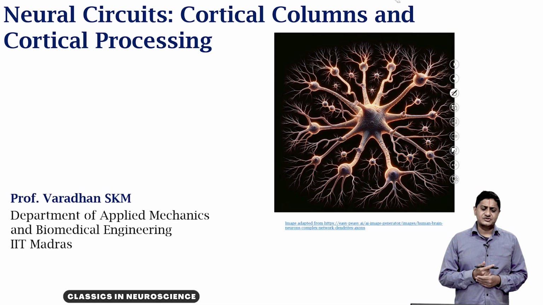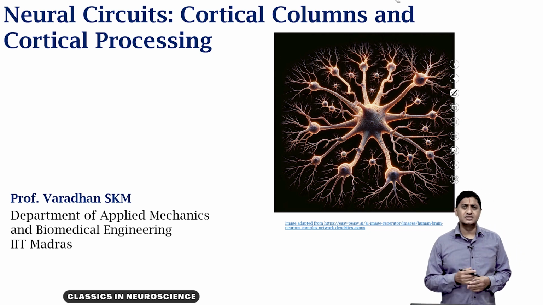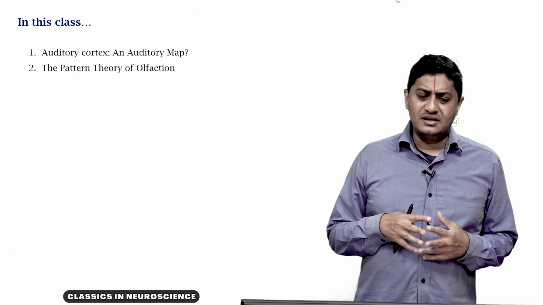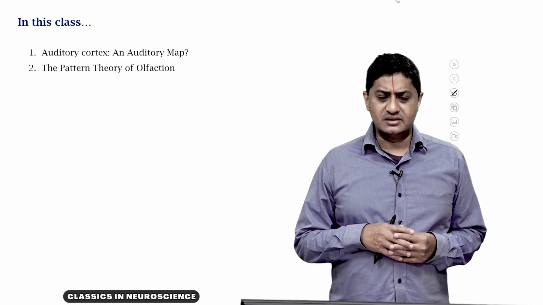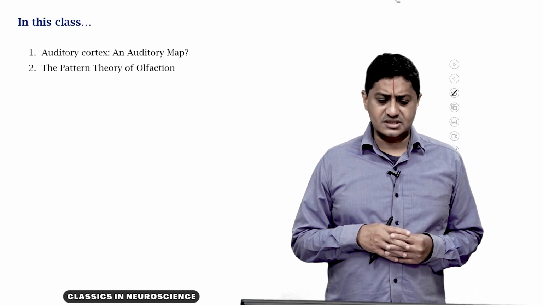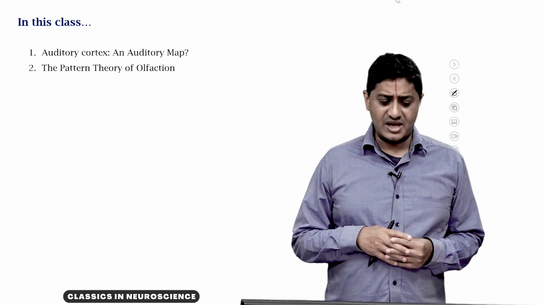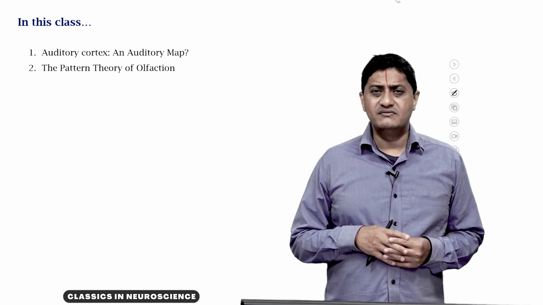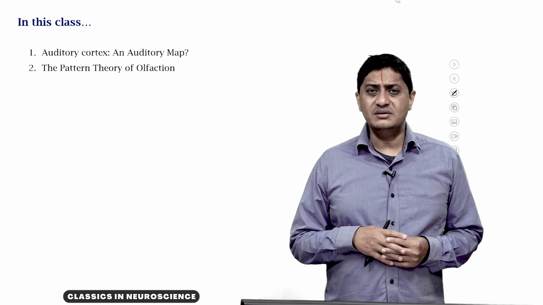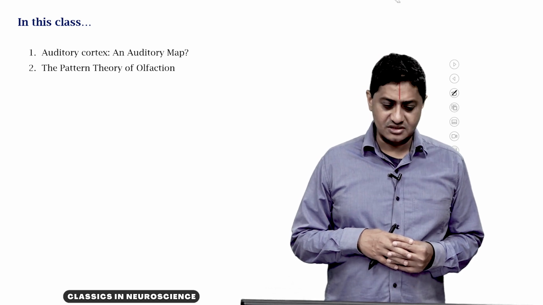In the last few videos, we were looking at cortical columns and cortical processing, the neural circuitry associated with these. In this video, we will look at the auditory cortex and a possible auditory map, and we will also discuss the pattern theory of olfaction or smell.